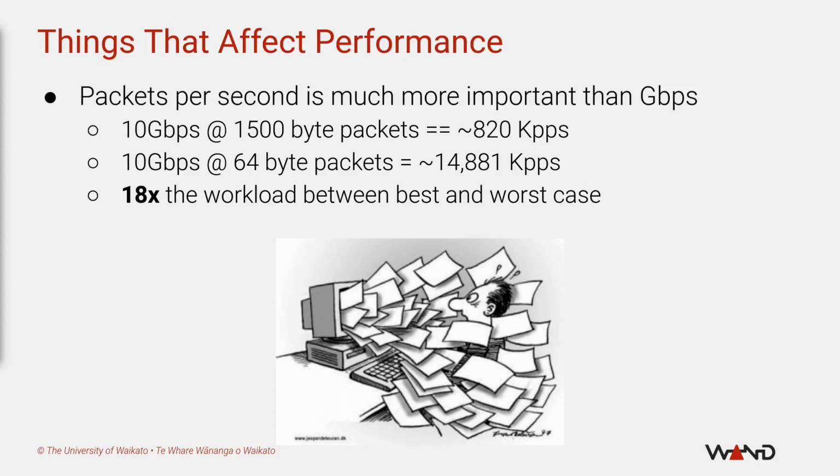However, in the worst case scenario where the link is saturated with 64 byte packets, a capture system would now have to deal with nearly 15 million packets per second. That's an 18 times increase in the workload. A realistic traffic model would fall somewhere between these two extremes, of course, but this example shows that a particular bit rate can mean vastly different workloads depending on the underlying packet rate.